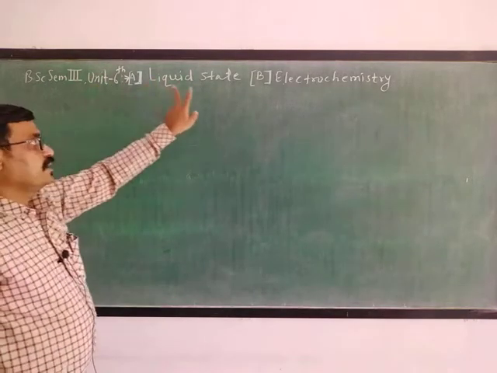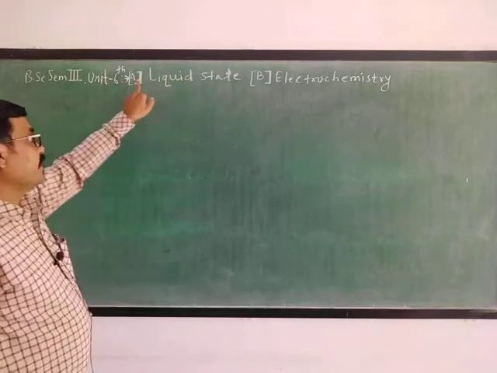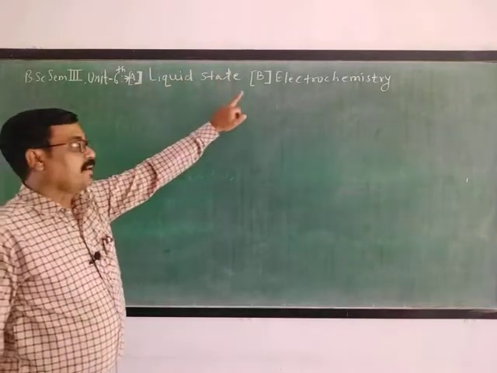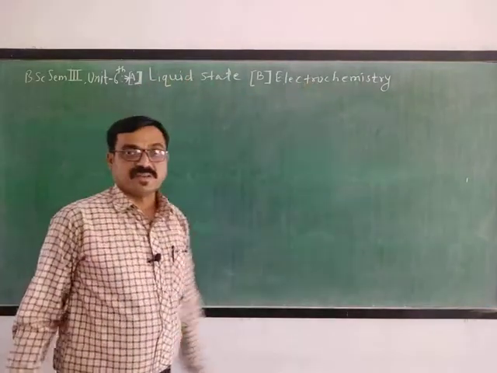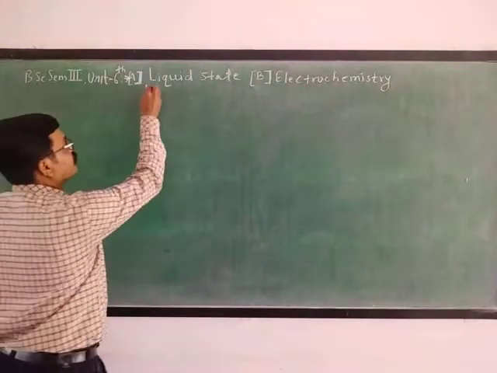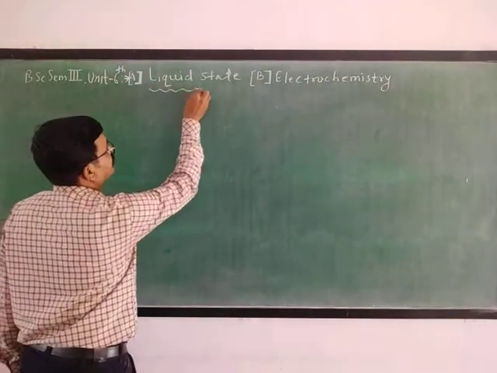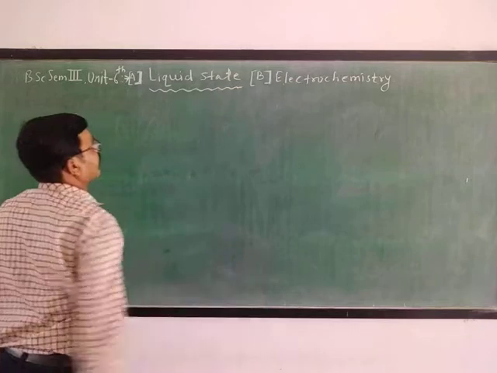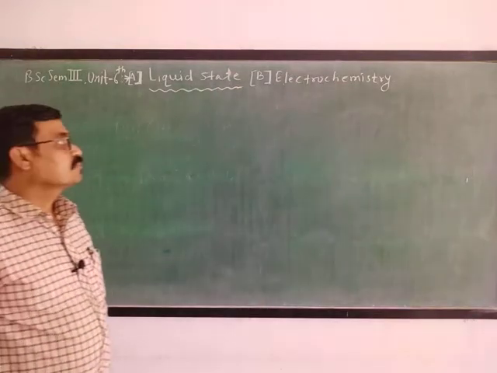Actually, unit 6 contains two parts: part A, liquid state, and part B, electrochemistry. Today we are going to start part A, that is, liquid state.